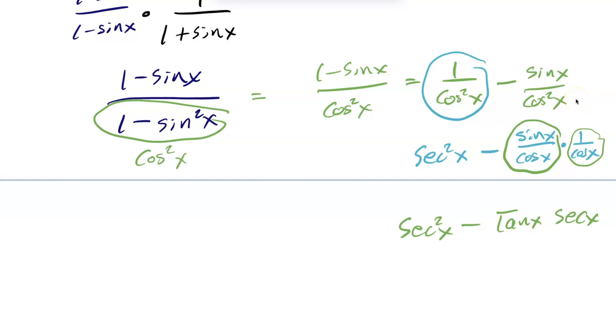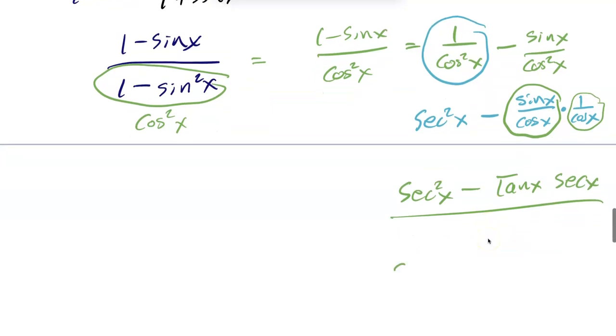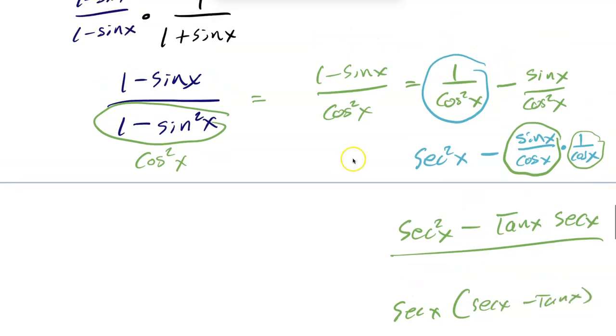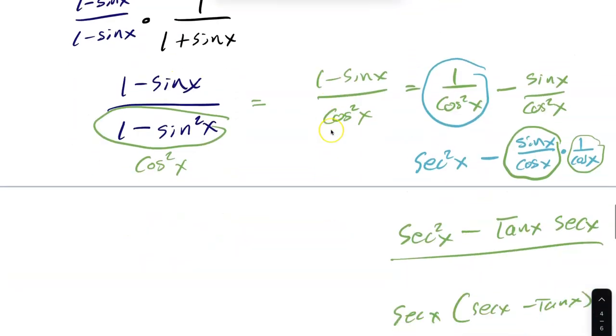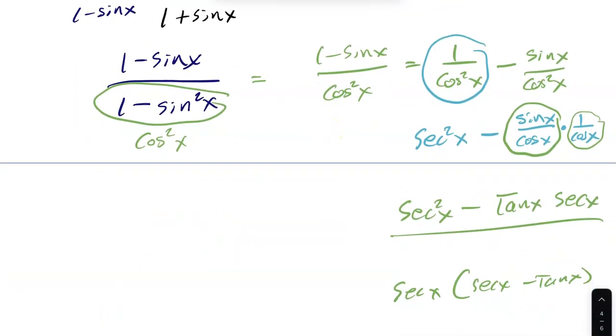And now we're done. Honestly, we could even factor some more. I could factor out a secant from both of them. But I think that's as far as I wanted. I guess they might want secant x times secant minus tan, just in case. But that's rewriting this so it's not a fraction. And that's how we use trig identities.